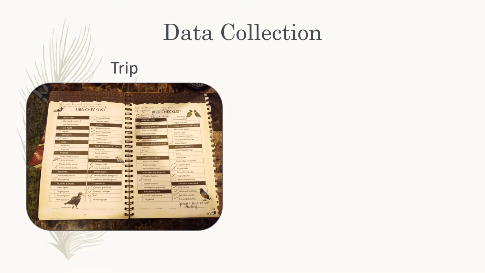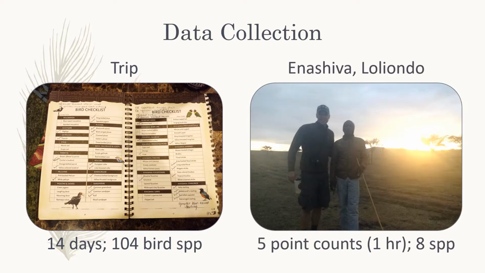Over the entire trip, I cataloged every bird species we identified, which ended up being 104 bird species over the 14 days we were there. We also did more targeted research in Shiva and conducted point counts, which are simply identifying all of the birds in a certain area that you can within a given amount of time. And we ended up conducting 5 point counts for a total of 1 hour and found 8 species out there.